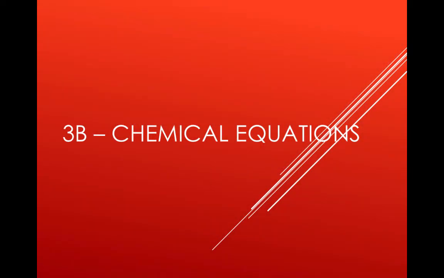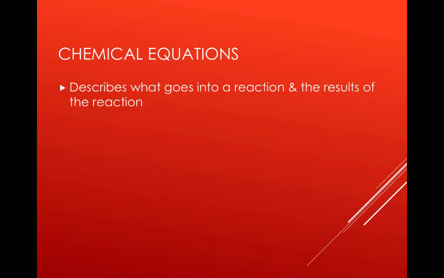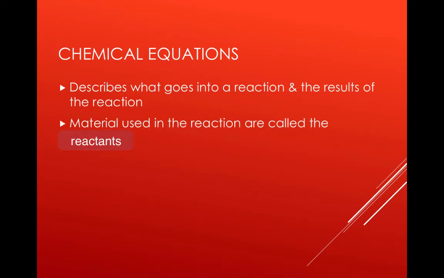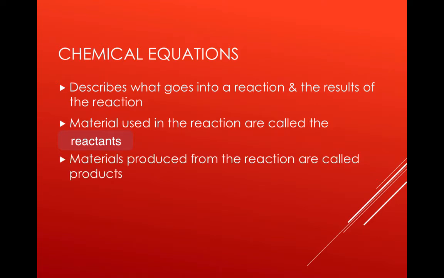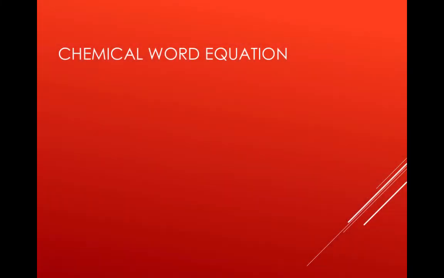Lesson 3b, Chemical Equations. These are used to describe what goes into a reaction and the end result of the reaction. It lists the materials used in the reaction, which we call the reactants. It also lists the materials produced, which we call the products. A chemical word equation uses words to show the reactants and the products.